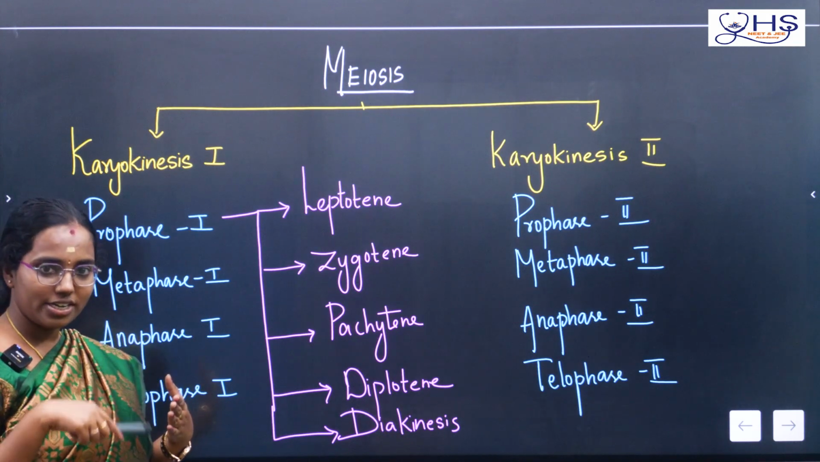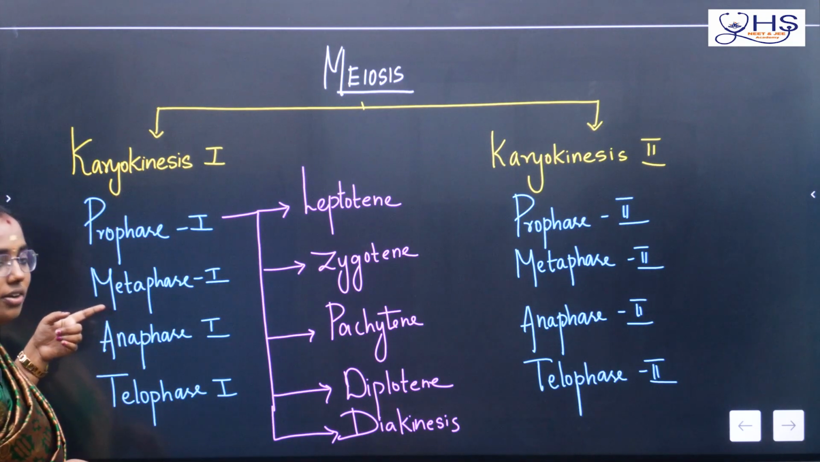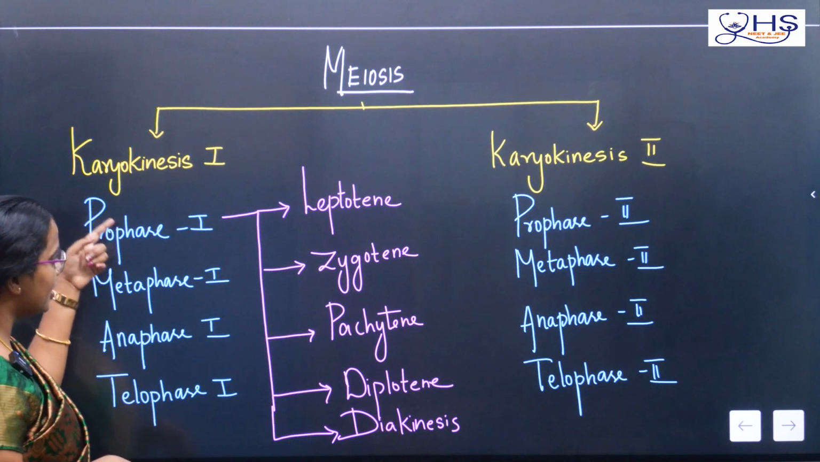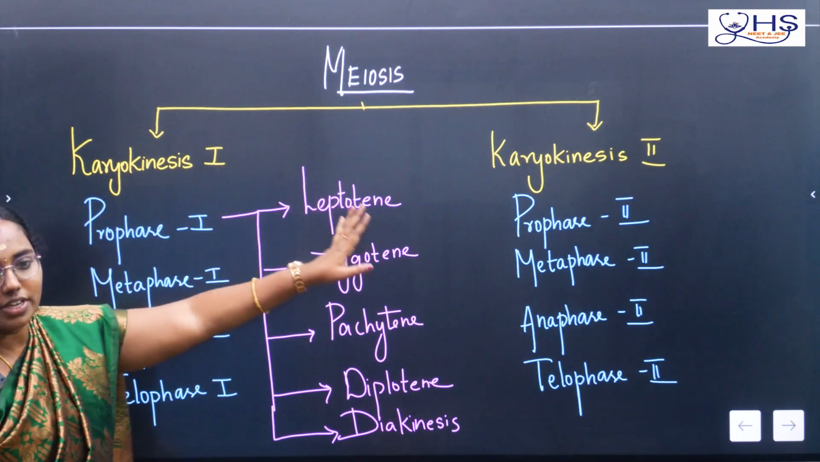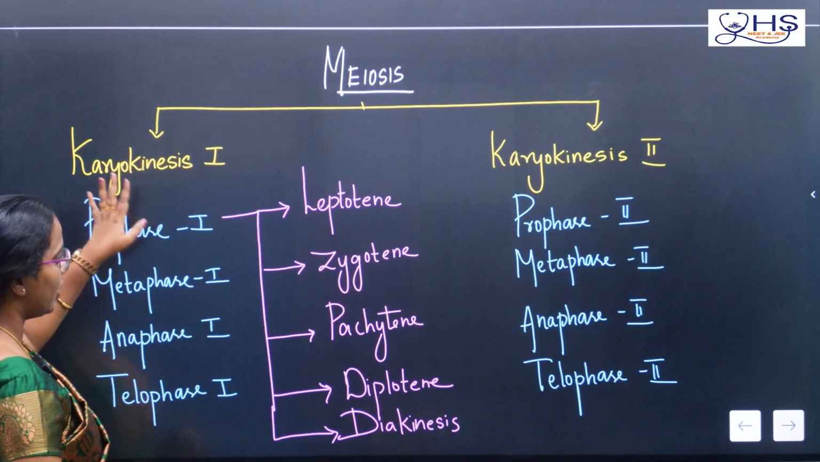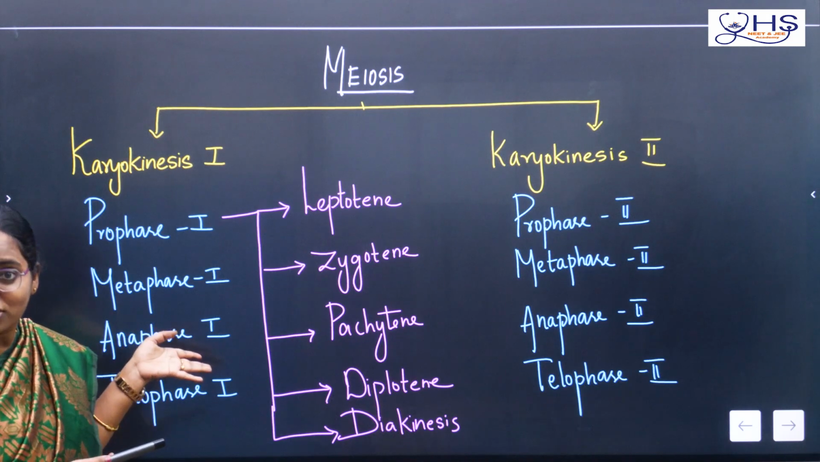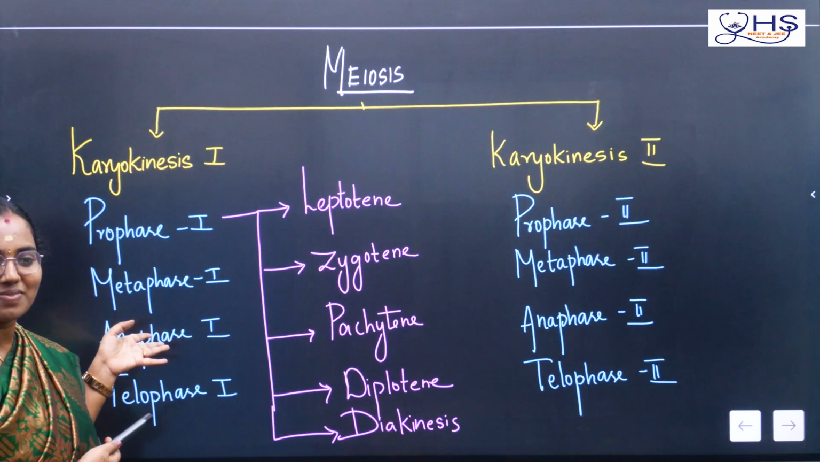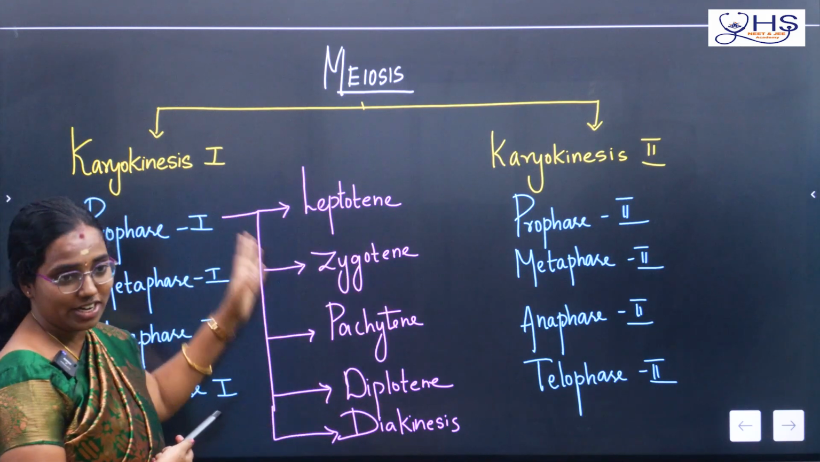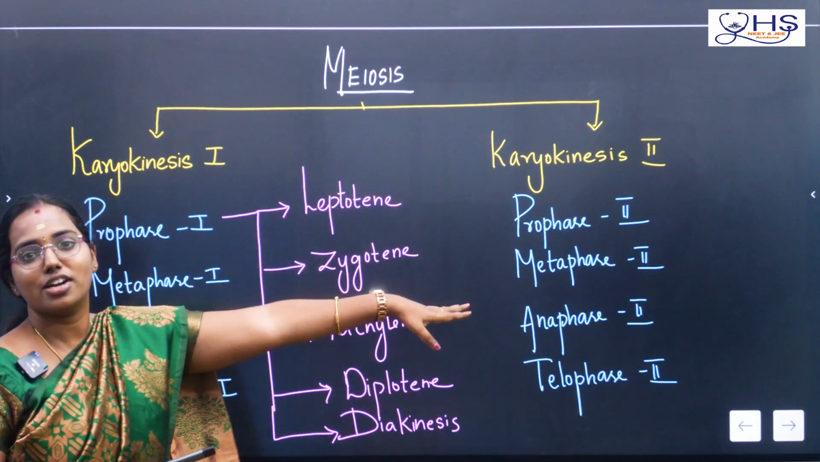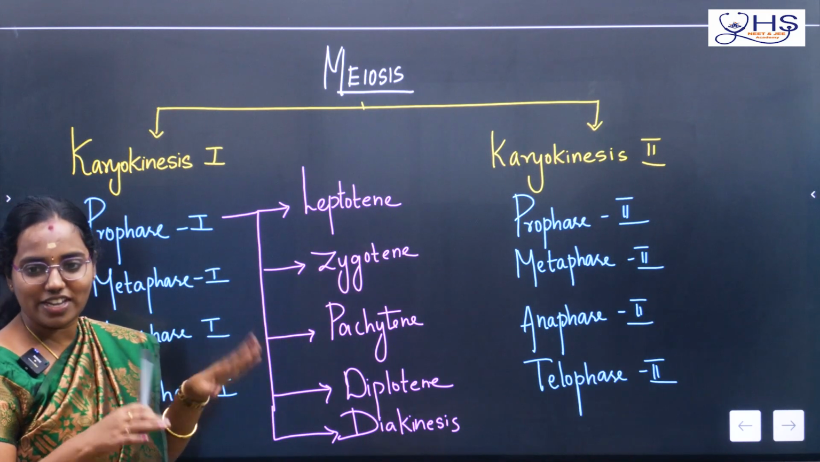karyokinesis. In karyokinesis we have prophase 1, metaphase 1, anaphase 1, telophase 1, and the prophase 1 is divided further. Only prophase 1, not prophase 2. So only prophase 1 you have to study. You have to thank meiosis, yes, why? Because these many stages occur only once. Otherwise we would have to study prophase 2 a lot too. So it made our process very simple.